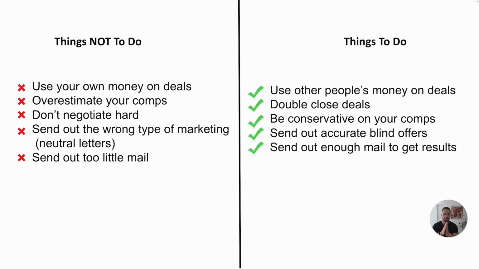So here's what to do. Use other people's money on deals. That's what smart investors do. Double close it, JV funding. Don't put your own capital at risk, okay? Double close deals. It's an amazing strategy, okay? It does take a little bit more nuance, and that's stuff I talk about on this channel and we help our clients with it.